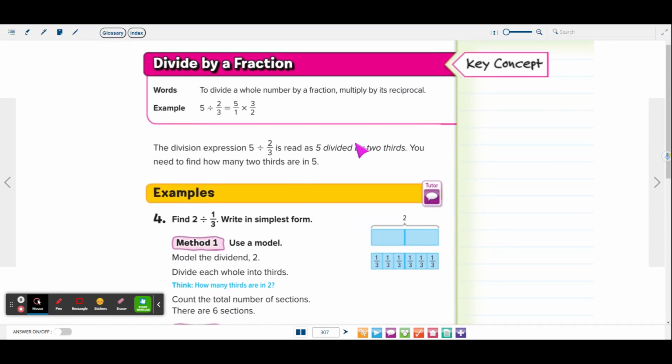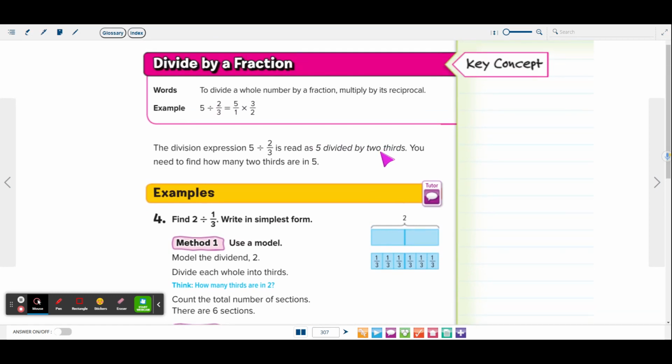Now, dividing by a fraction. So to be able to divide by a fraction, first you change the sign to multiply. You find the reciprocal of the number and flip it upside down and multiply. Now, it's important that you know to flip the second one, not the first number. We're going to do keep the first number, change the sign to multiply, and then find the reciprocal, which would be 3/2.